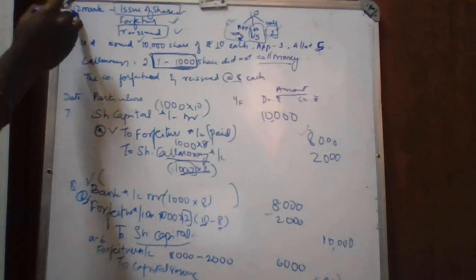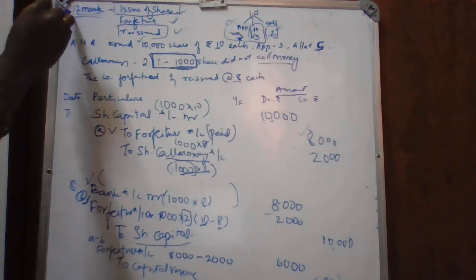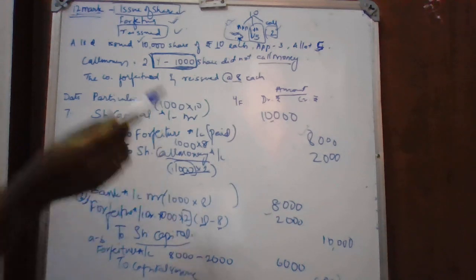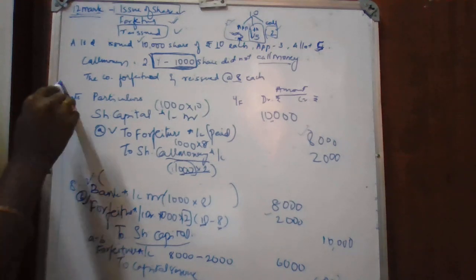Here the sum gets over. Doing this, you will get 12 marks in exam. Complete 12 marks, but with narrations, with calculations, you shall write the journal entries.